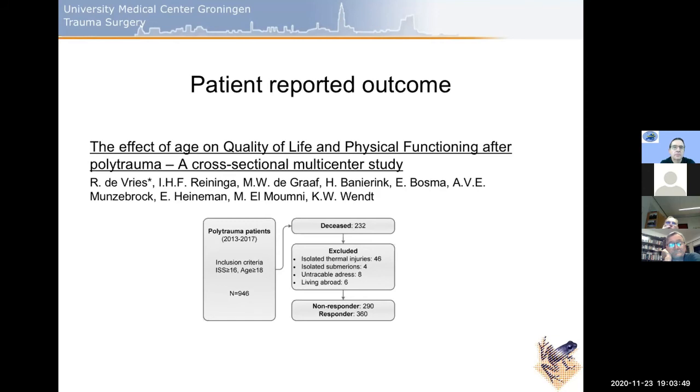But if we talk about what's different, what is the outcome, and not the outcome meaning mortality, but what is reported in a patient-reported outcome. This is not published yet, but it will be published in the next month. It's a retrospective study in 3 trauma centers, and at the end we had 650 patients who were included, and we had a response rate of 57%, 360 patients.